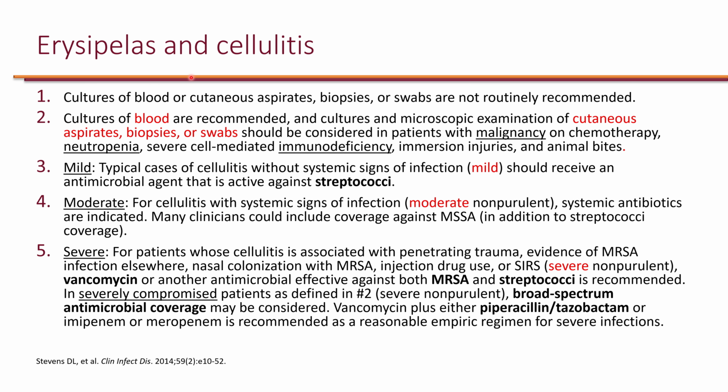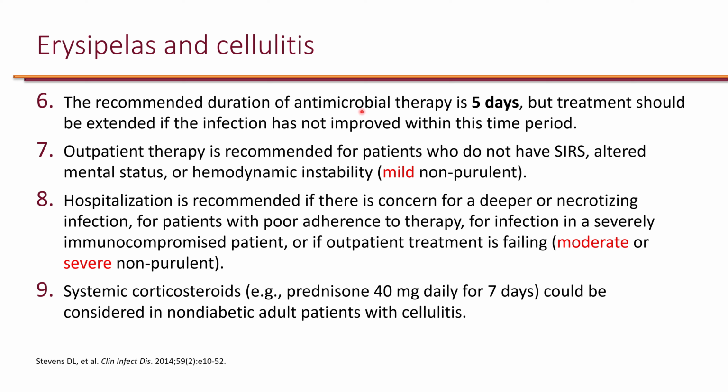Here are the recommendations from IDSA guidelines, in accordance with what I had on the previous slide. So please pause this video and review these recommendations. One thing I want to emphasize, duration of treatment for cellulitis is 5 days. So 5 days, unless the patient is not improving, but if everything is going according to plan, 5 days is sufficient. And lastly, the guidelines say for systemic corticosteroids, for example, prednisone 40 mg daily for 7 days could be considered in non-diabetic adult patients, and that is essentially to control the inflammation in the site of infection.